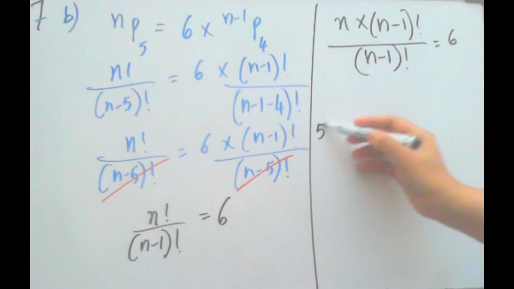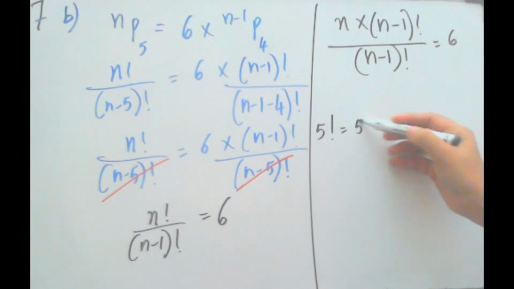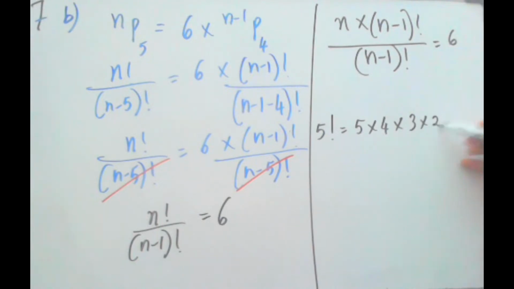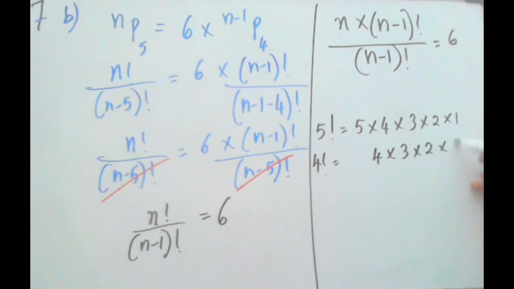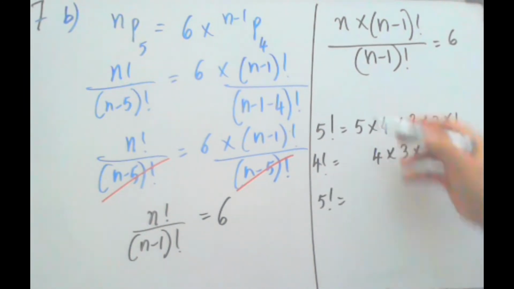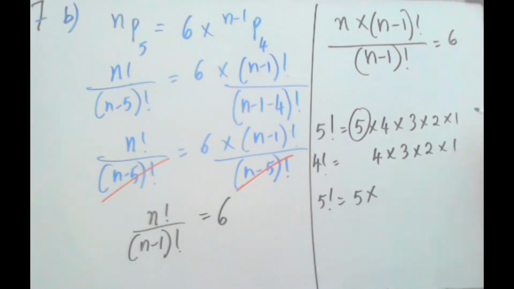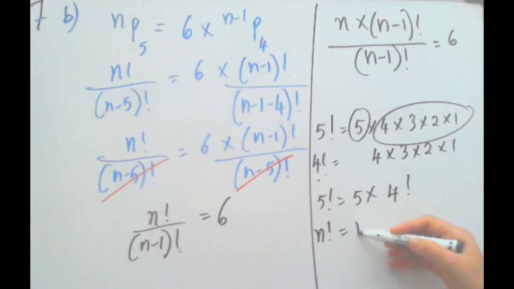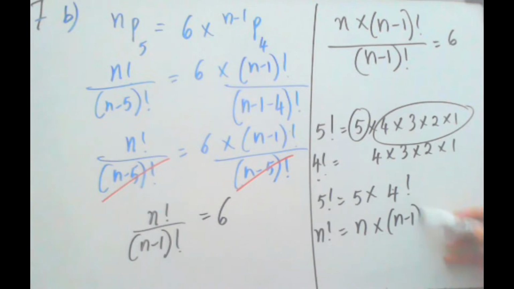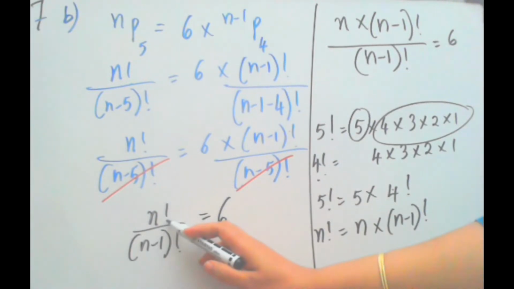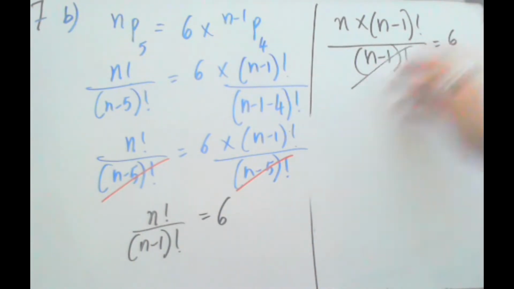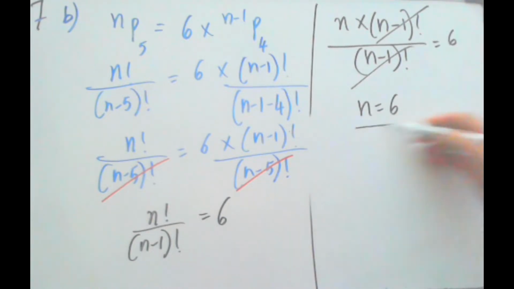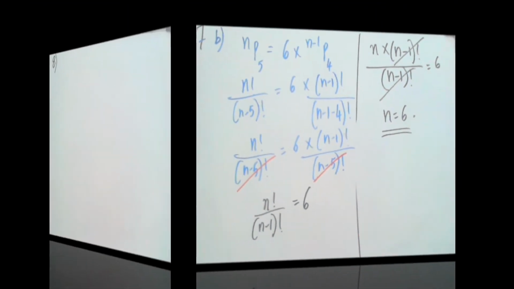Now you must be wondering why n factorial can be written like this. Let's take an example. Let's say 5 factorial. By definition, this is 5 into 4 into 3 into 2 into 1. What is 4 factorial? It is 4 into 3 into 2 into 1. So can we write 5 factorial as the number 5 multiplied by this total, which is nothing but 4 factorial? So any n factorial can be written as the number n multiplied by n minus 1 factorial. Same thing as we have done here. So we cancel this out. So finally we get n is equal to 6. That is the answer for 7b.